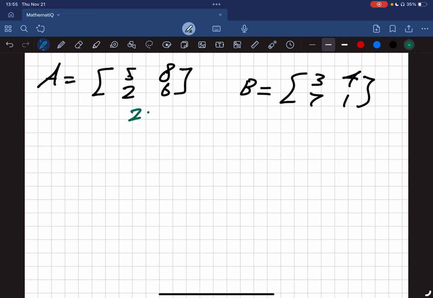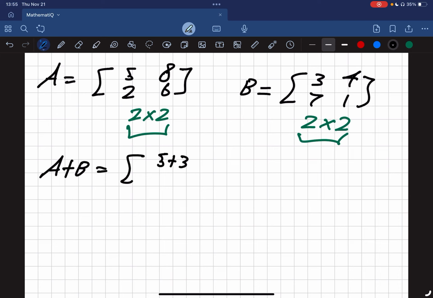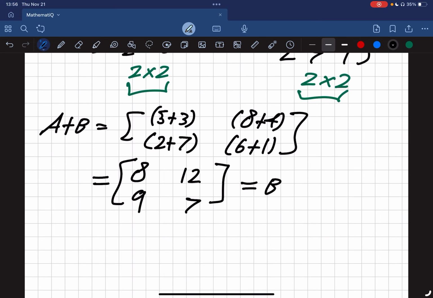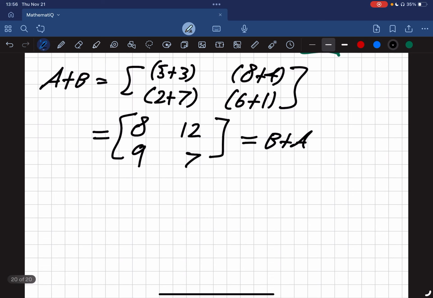In this case, we have a 2 by 2 and a 2 by 2, so you look at the dimensions and you realize that they are identical, thus you can perform addition. So if we take A plus B, we get the following. We get 5 plus 3 here, you get 8 plus 4, you get 6 plus 1, and you get 2 plus 7, which is equal to 8, 12, 7, and 9. Okay? And that's it. That is addition, and this is the same as B plus A, and you can go ahead and check it for yourself. It will be the same answer.